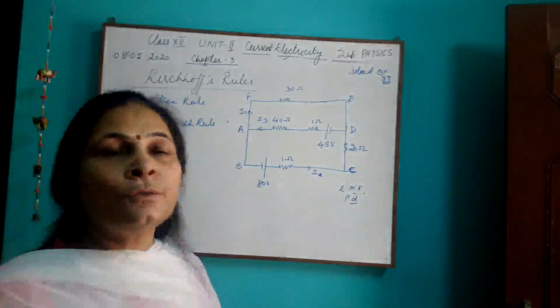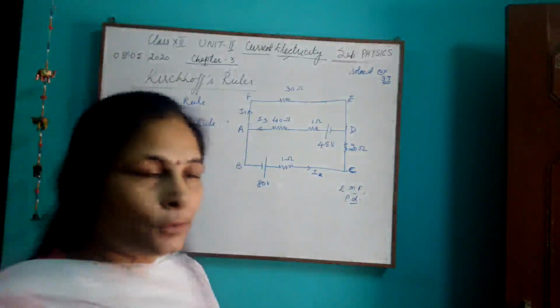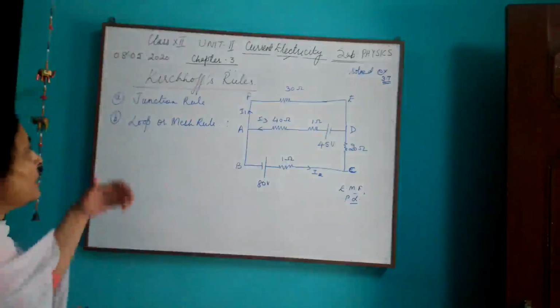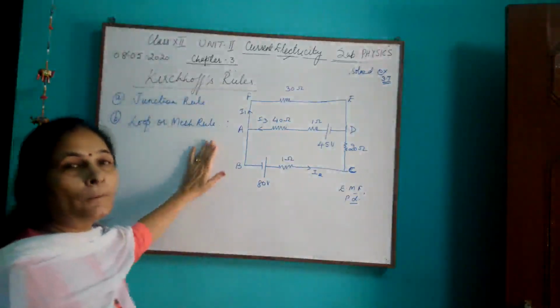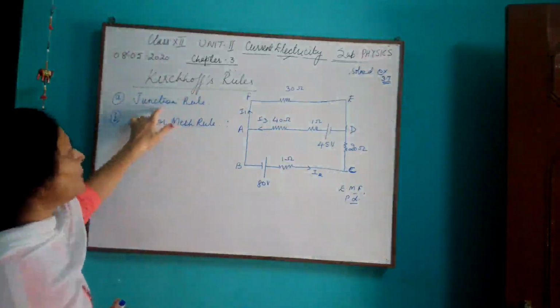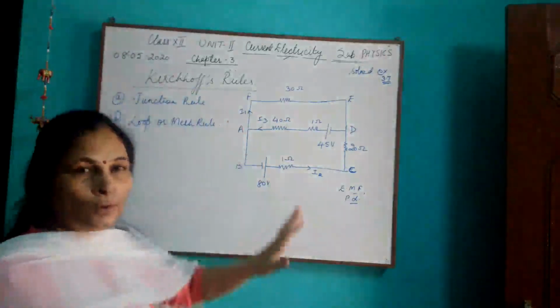Now coming back to the statement of laws, how you are going to understand. See, there are two Kirchhoff rules which we talk about. Number one is junction rule.